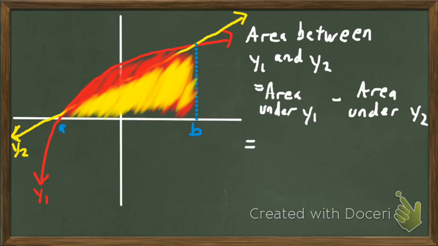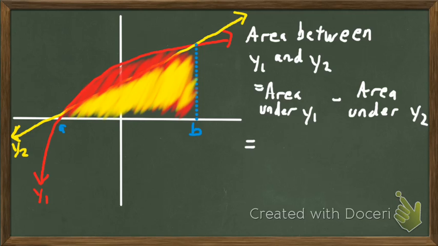And if I just want to find the area between the two, I just have to take away this bottom area, the area where they overlap. I have to subtract that from the area that's only under the top curve. So area under y1 minus the area under y2. And so, how do we find that?